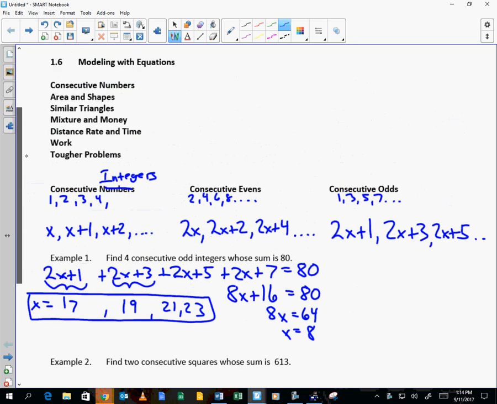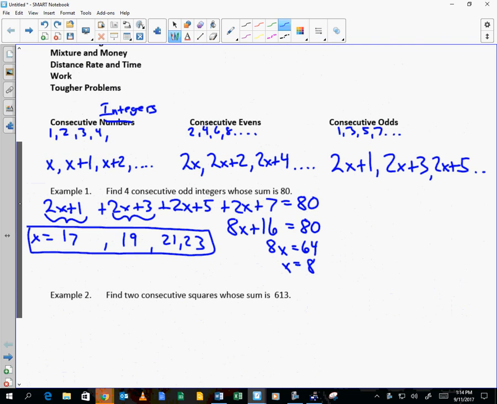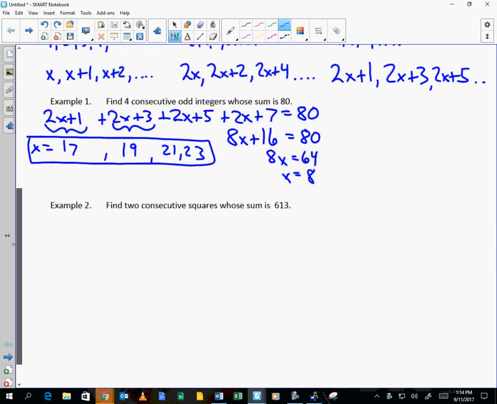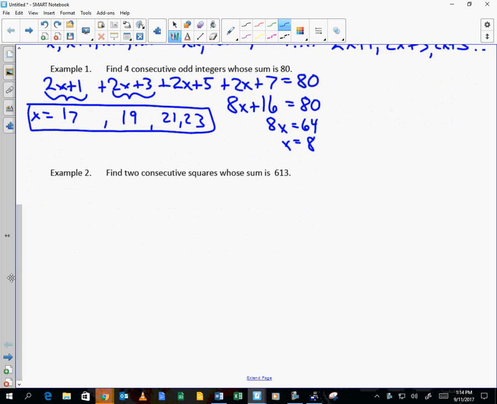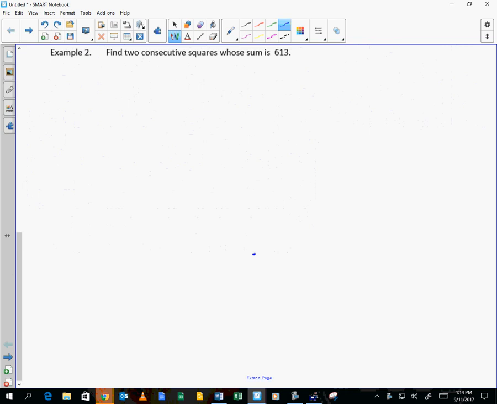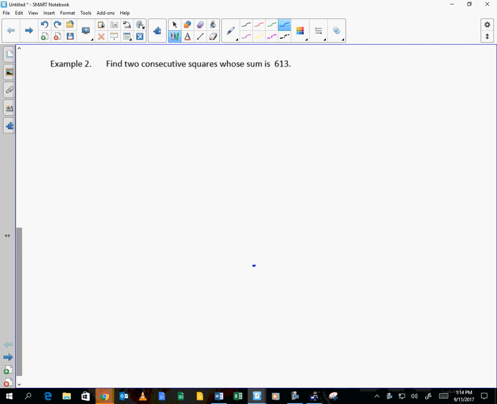We're modeling with equations. This is a consecutive number type problem. Now we're looking for two consecutive squares whose sum is 613. Well, that's a little bit trickier, huh? So two consecutive squares. First, I need two squares. Give me an example of two squares that are consecutive squares. Okay, so 4 and 9. You said 2 squared and 3 squared.